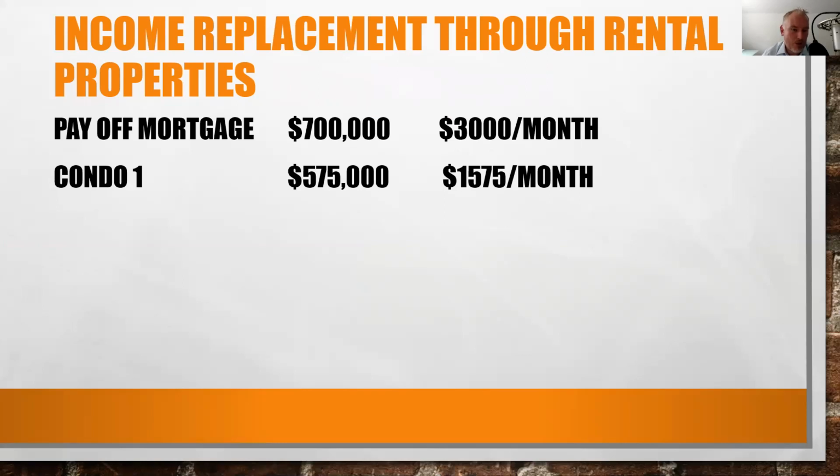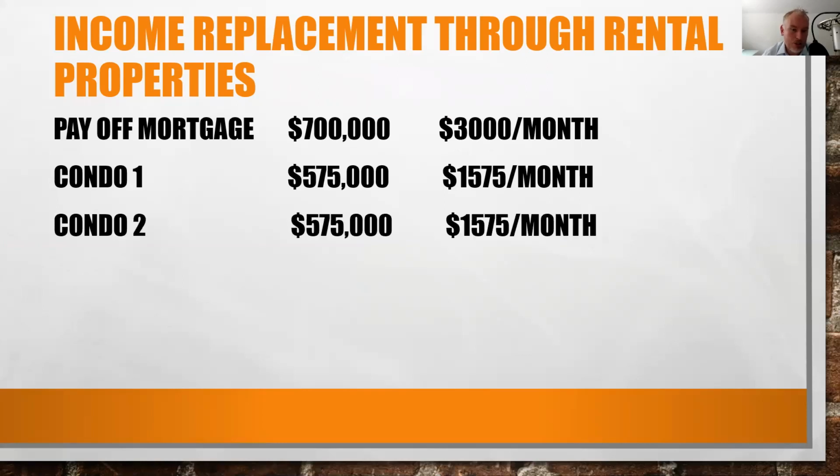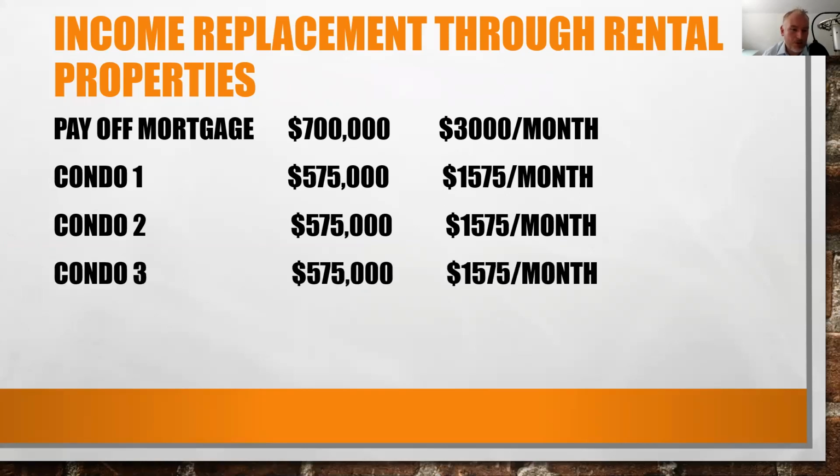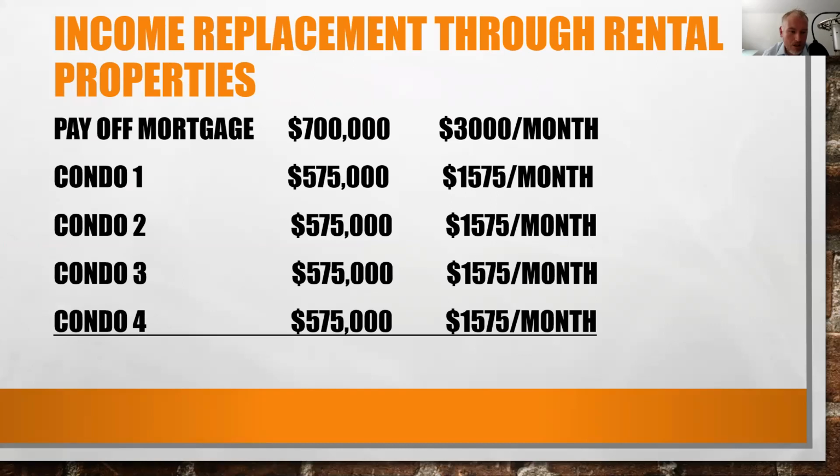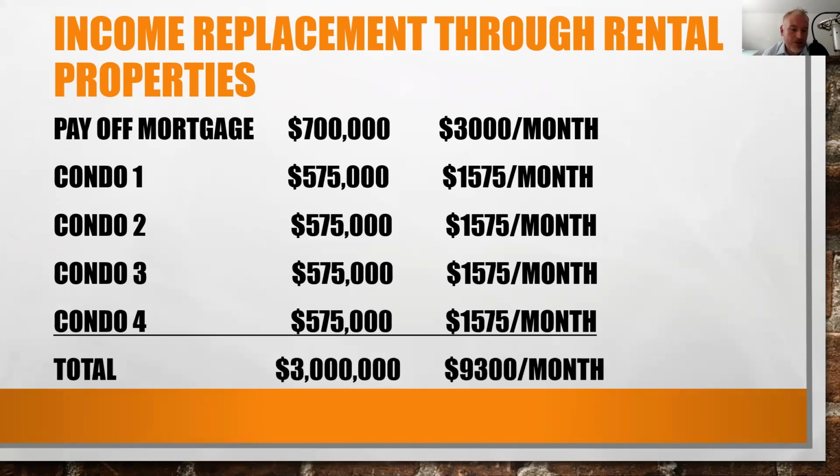But we have $3 million to work with. So we can go buy condo 2 for another $575,000 and the same cash flow, condo 3 and condo 4. So at the end, we'll have $3 million of clear title paid off property, representing around $9,300 a month of freed up cash flow. To get more specific, the principal residence is now paid to zero, so there's no mortgage. And on top of that, there's an income flow of $6,300 a month coming in.